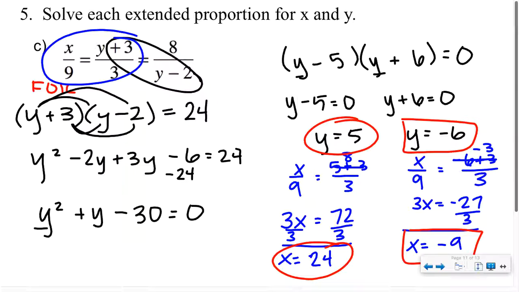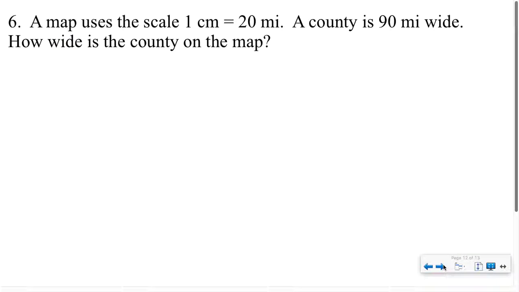Good on proportions? Okay, last one. Story problem with a proportion here. A map uses the scale 1 centimeter equals 20 miles. So that means on the old paper maps, if you measured the distance between two cities and it measured 1 centimeter, then that would be 20 miles in real life. That's what they're telling us. Well, we have a county that's 90 miles wide, and we want to know how wide it is on the map.